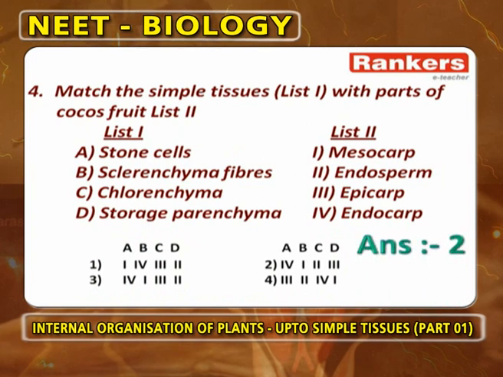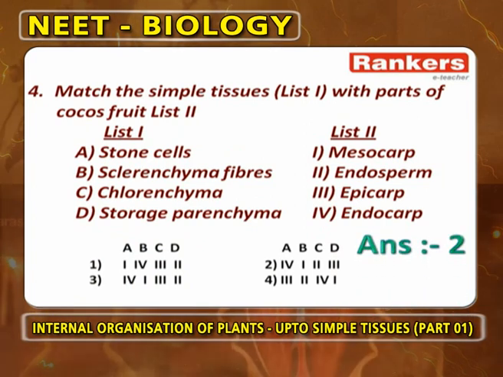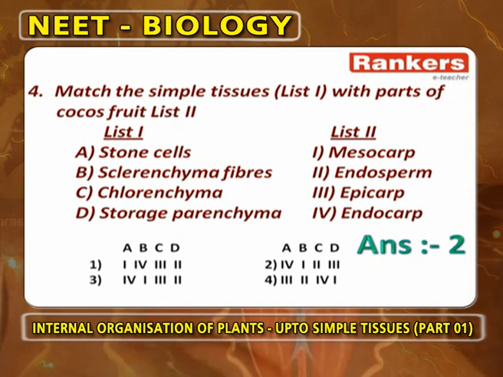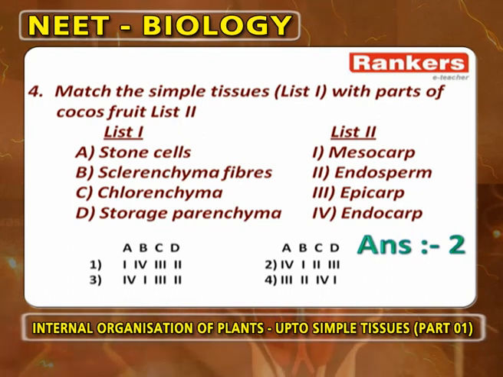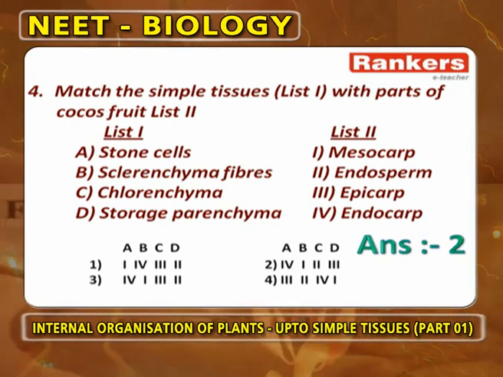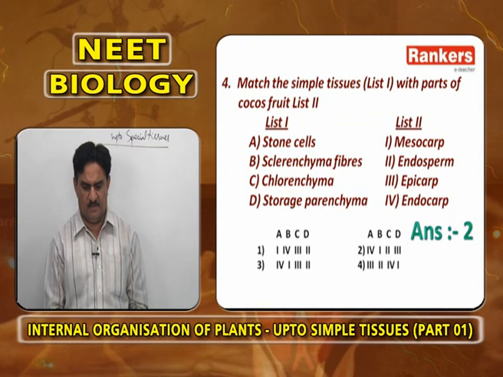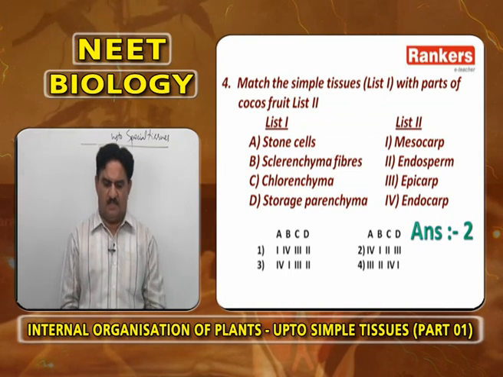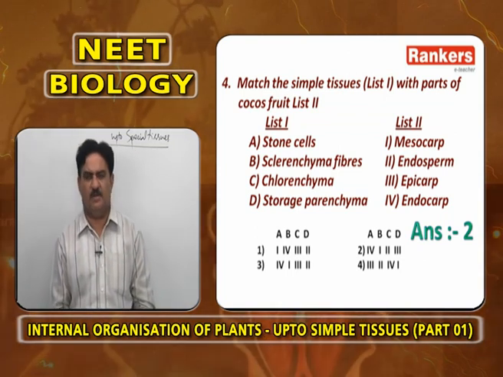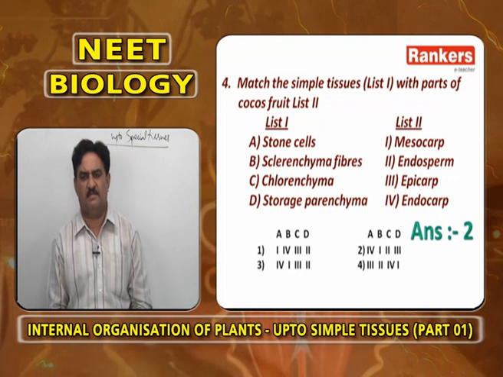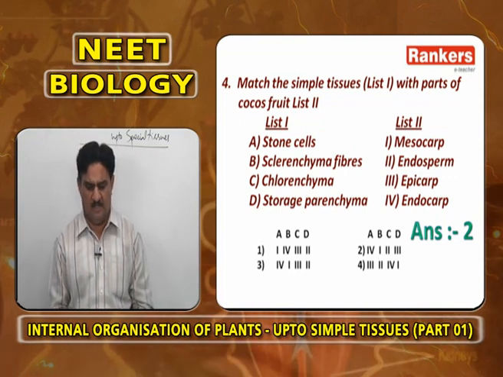This is another matching. Match the simple tissues in list 1 with parts of Cocos fruit in list 2. Stone cells, sclerenchyma fibers, chlorenchyma, storage parenchyma; mesocarp, endosperm, epicarp, endocarp. This is all regarding only coconut. A. Stone cells: 4, endocarp. Stone cells or brachysclereids are found in the endocarp of coconut.